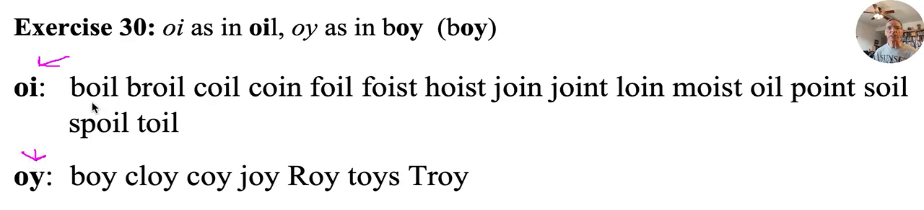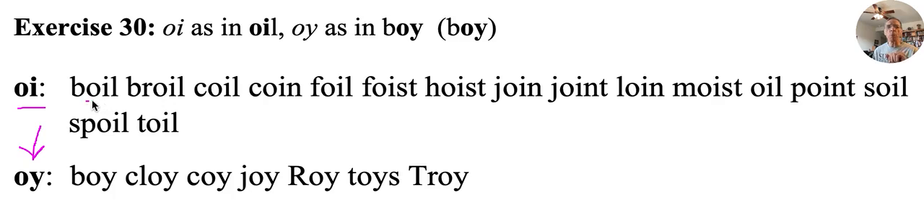So let's take a look at these. And knowing that is going to help you a bunch with your spelling, because you've got to ask yourself, is it inside the word or is it at the end of the word? If it's the end of the word, you cannot use OI. You have to use OY.